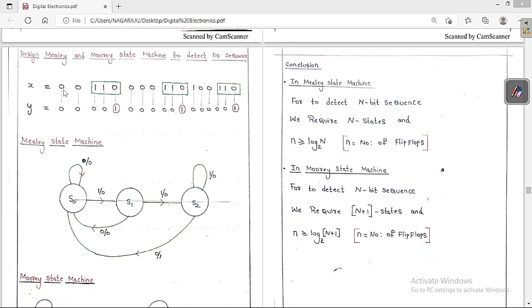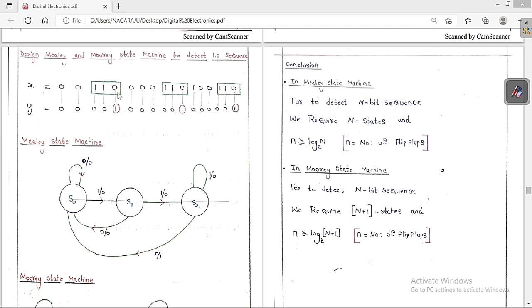So for 0 means 0, for 0 means 0, for 0, 0, 1 means 0, but here 1, 1, 0 means 1, again 1, 0, 0 means 0, 0, 0, 0 means 0, 0, 0, 1 means 0, 0, 1, 1 means 0, 1, 1, 0 means 1, 1, 0, 1 means 0, 0, 1, 0 means 0, 0, 1, 0 means 0, 1, 0, 0 means 0, 0, 1, 1 means 0, 1, 1 means 0, 1, 1, 0 means 1.